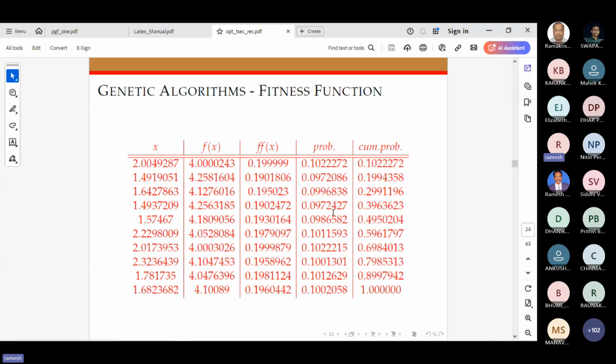So if the fitness function has a higher value, then the probability will be more. So the probability is more for a better located point as compared to the probability of a point which is far away from the optimum. Then we will calculate the cumulative probabilities. That means the sum of all these probabilities. As you can expect, the total final sum will be equal to 1.